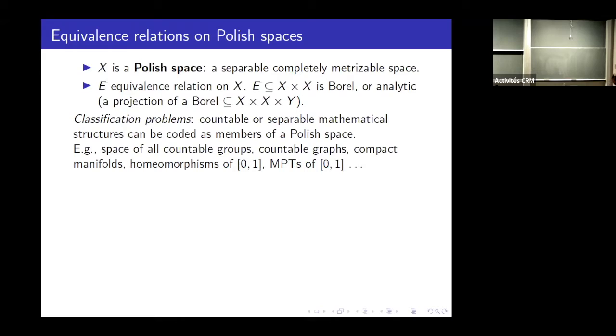For example, if you look at the space of all countable groups, you can put a metric on them that will make them into a Polish space, a separable complete metric space inducing a separable topology. Same if you look at the space of all countable graphs, or the set of all compact manifolds, so these are separable objects. Or also if you look at hyperspaces, like the space of all homeomorphisms of some compact space, that will also be a natural Polish space. The set of all measure preserving transformations of some measure space will also be a Polish space.